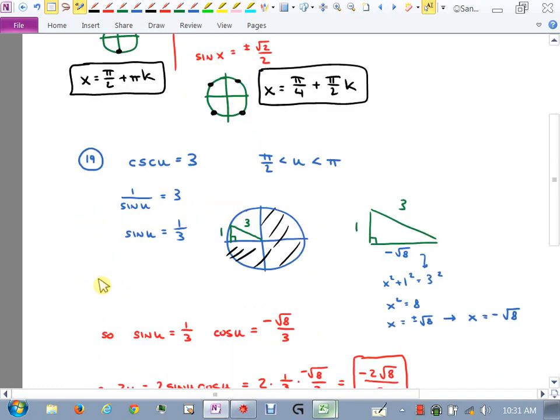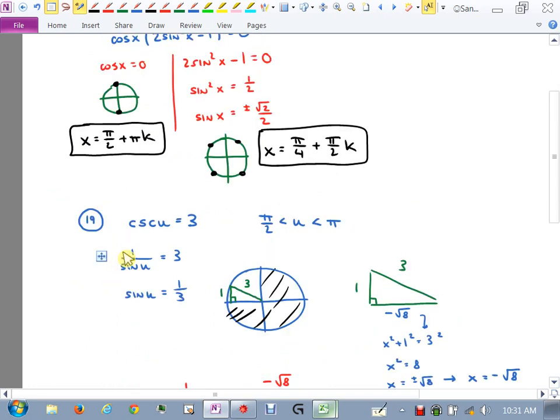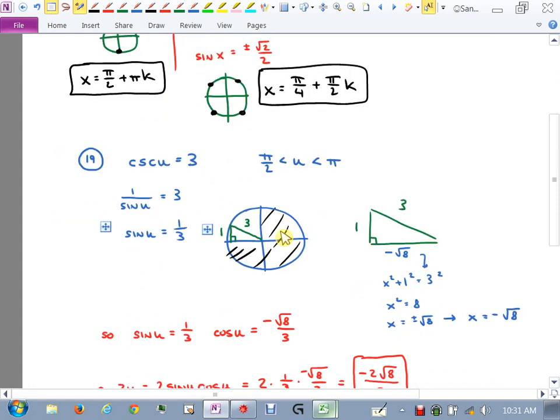This one was kind of weird, 19. It doesn't look that intimidating. But it says find sine 2u, cosine 2u, tangent 2u if cosecant u is 3 and u is between pi over 2 and pi. So what does it mean to say cosecant of u is 3? It means the reciprocal of cosecant, which is 1 over sine of u, must be 3. And then multiplying both sides by sine of u and dividing by 3, you get sine of u is equal to 1/3. And your angle u is between pi over 2 and pi. So I know I'm somewhere over here. I know sine is positive, so I'm in the second quadrant.